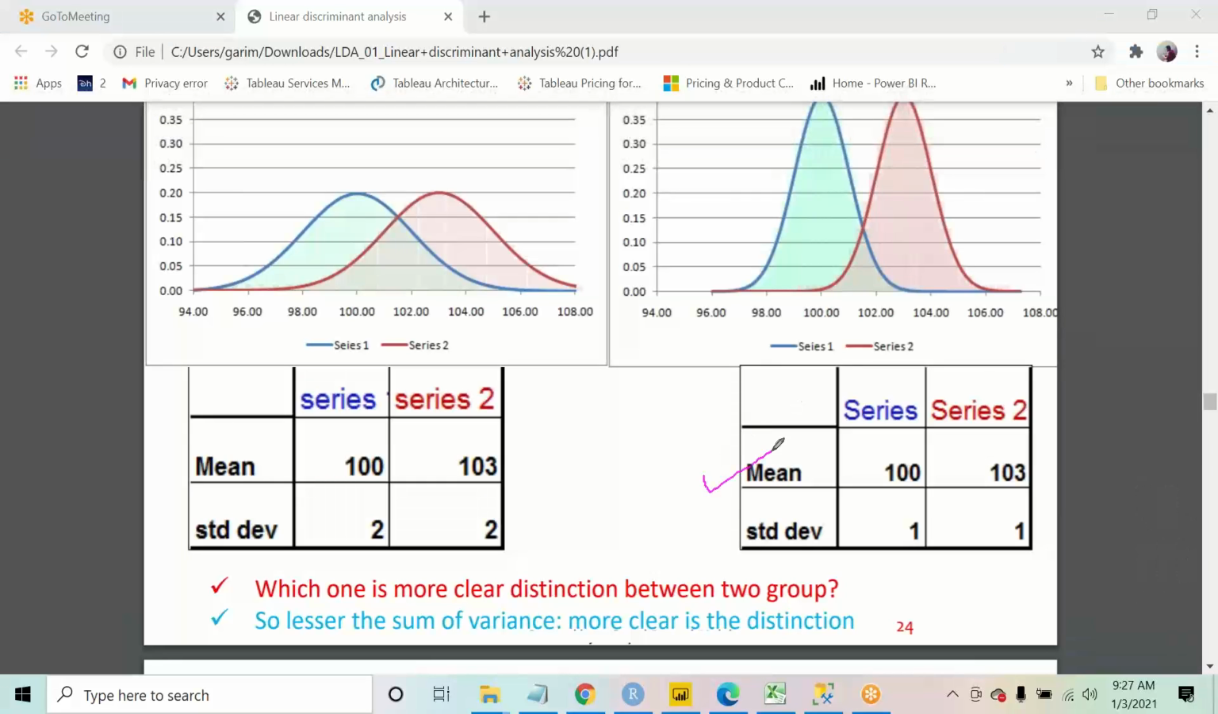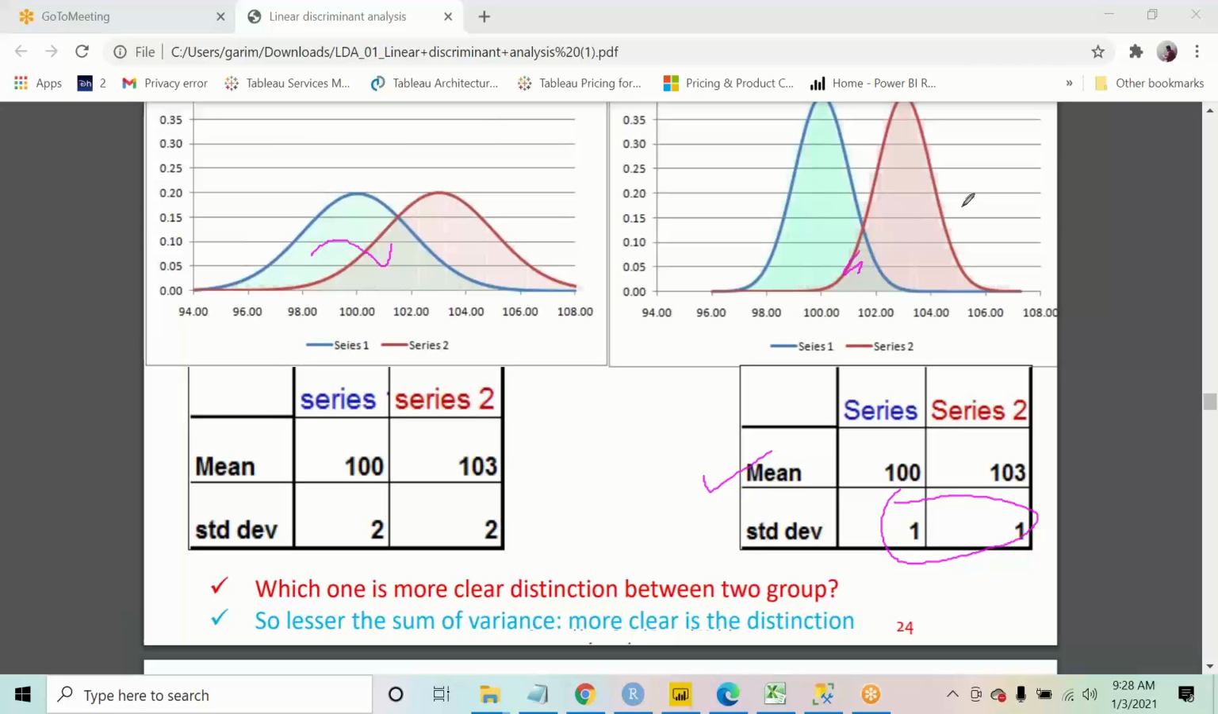Correct? So I can see from here that the lesser the sum of variance, you can see the sum is less over here, the more clear is the distinction. You can easily figure out to which group it will belong, right? If you see over here, the variance is very high and there is a lot of overlapping happening in this data. But over here, the overlapping is very low because the variance is less between the 2 points.